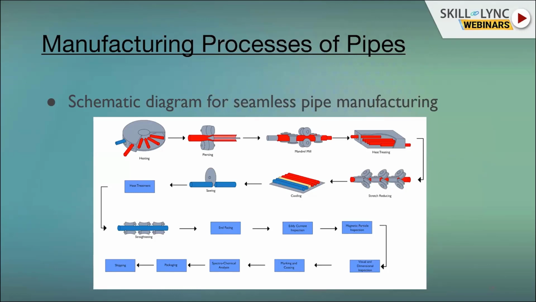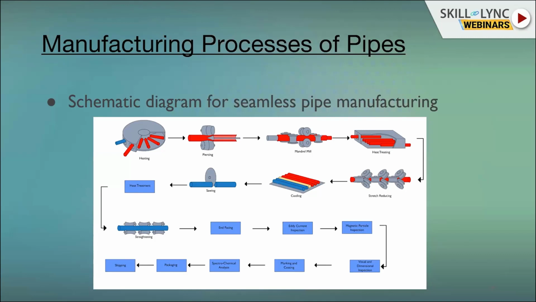The cooling part is basically bringing the pipe to normal temperature. After that, we will be cutting that particular pipe into the desired length. After cutting to the desired length, we will also do the heat treatment part. Again, the heat treatment will be there. Again, the straightening will be there.